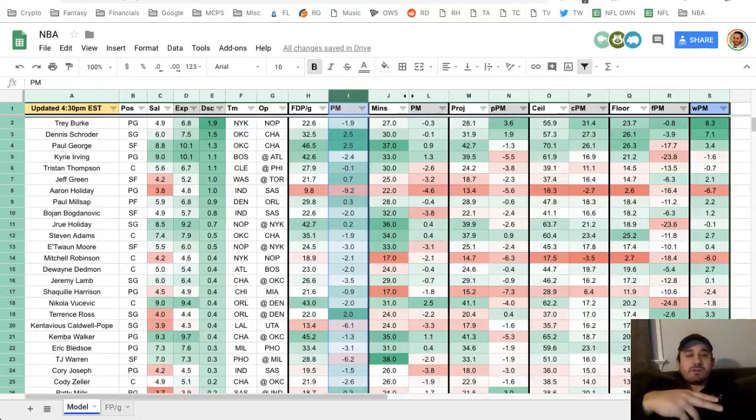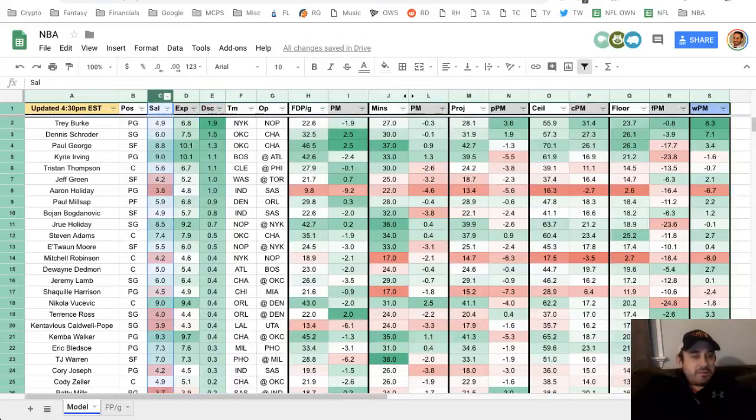I think as time goes on, I'm going to want a bigger sample size for a plus minus. But I want something that I can factor in that's going to carry a lot of weight for their weighted plus minus. And that's going to be this column here, the discount column. So let me explain. You have their salary. This is the player's actual current salary. And then you have their expected salary.